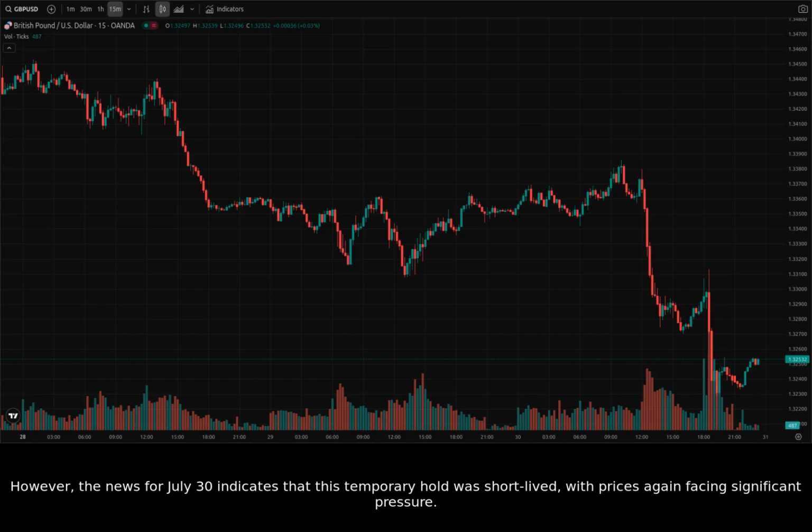However, the news for July 30th indicates that this temporary hold was short-lived, with prices again facing significant pressure. Intraday traders should watch for continued breaks of minor support levels, as these will confirm the broader bearish sentiment. Conversely, any strong buying volume pushing prices back above 1.3350 on this time frame would signal a potential short-term reversal.